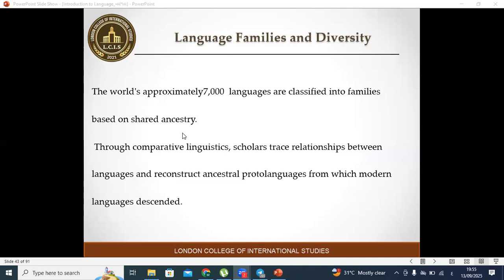Language families and diversity. The world's approximately 7,000 languages are classified into families based on shared ancestry. Through comparative linguistics, scholars trace relationships between languages and reconstruct ancestral roots, proto languages, from which modern languages descended, which means came from.